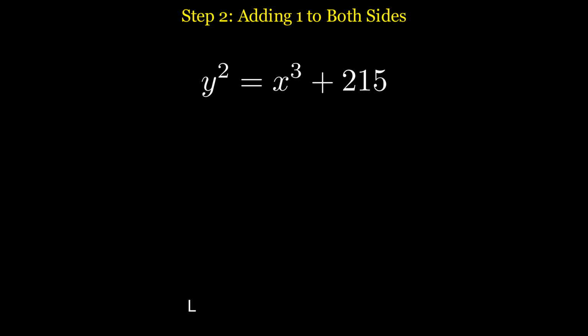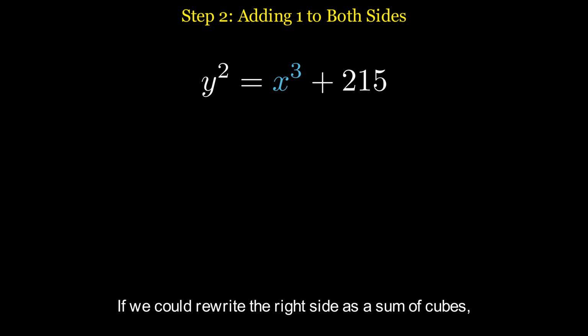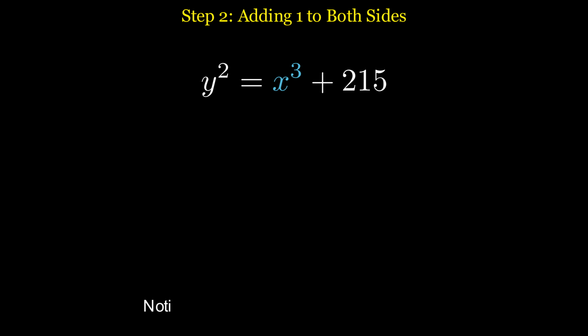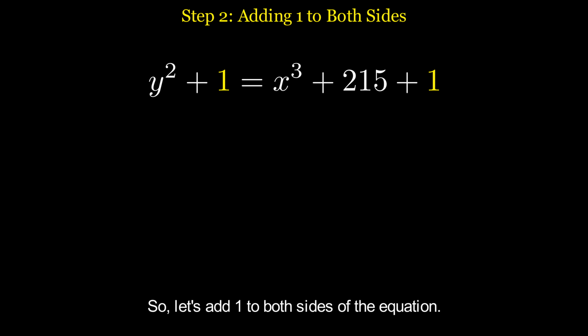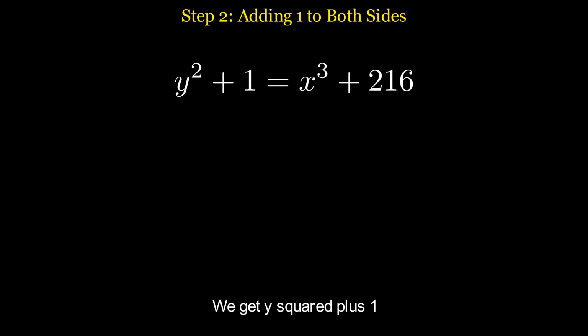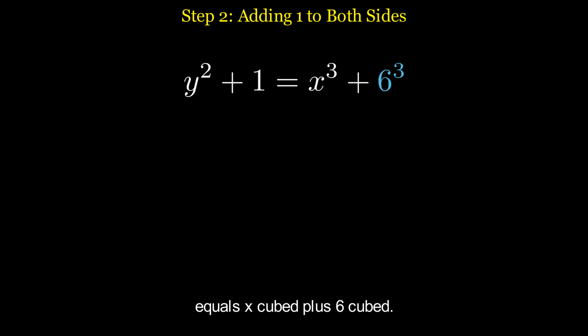Now we know x is odd. Let's look at the equation again. We have x cubed on the right side. If we could rewrite the right side as a sum of cubes, we could factor it. Notice that 215 is exactly 1 less than 216, a perfect cube, 6 cubed. So let's add 1 to both sides of the equation. We get y squared plus 1 equals x cubed plus 6 cubed.